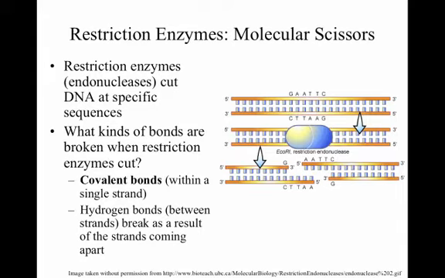Because if you have the single-stranded pieces being broken apart, then the hydrogen bonds between the two strands will actually break as a result of the two single strands coming apart. So it's sort of an indirect result. But what the restriction enzymes actually break are covalent bonds. So these bonds right here are what are broken. But as a result of that, because the two strands of DNA now can't stay together, hydrogen bonds will also break.